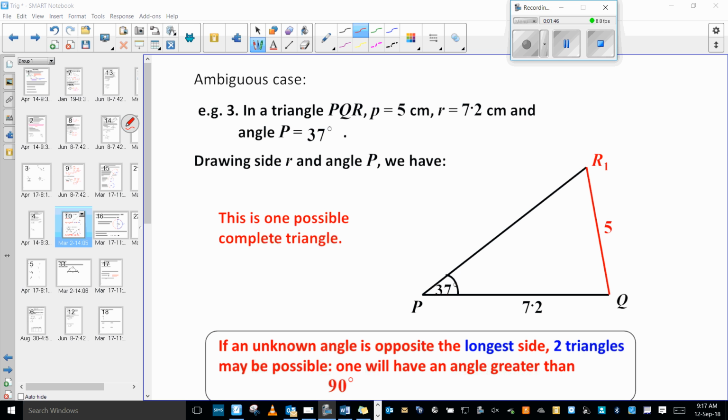So what they've told us in triangle PQR is that length P is 5 centimetres, length R is 7.2, and angle P is 37. So I know that the angle opposite the 5 centimetre length is 37 degrees, and that this other length is 7.2.